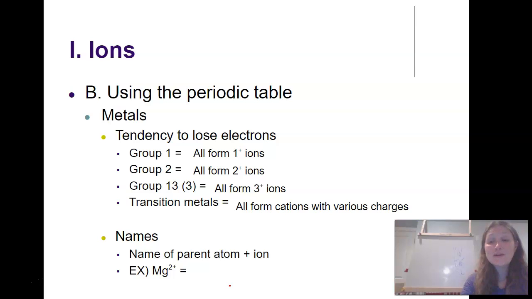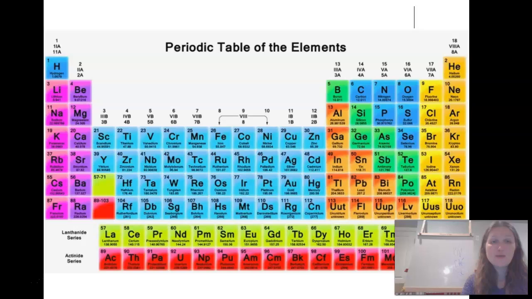Magnesium is an alkaline earth metal. It's in group 2. It has 2 valence electrons. So it's going to lose those 2 valence electrons to be like a noble gas. Okay? The element Mg is magnesium, and it has a charge. So all we're going to do is the name of the element plus the word ion. So this is called the magnesium ion. It is that basic.